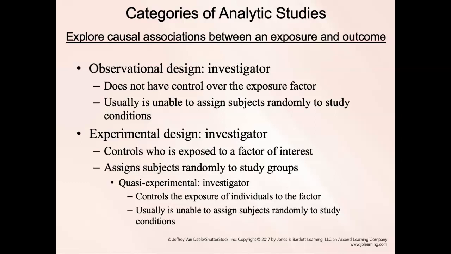We also have experimental designs in which the investigator actually does have control over who is exposed to a factor of interest. So for example, we have randomized controlled trials where we can randomly assign people into a treatment group versus a placebo group. We also have what we call quasi-experimental studies where we can, in a sense, control the exposure of individuals to a specific factor, but we are unable to randomly assign those people to study conditions. And we'll talk about that in a little more detail in a few slides.